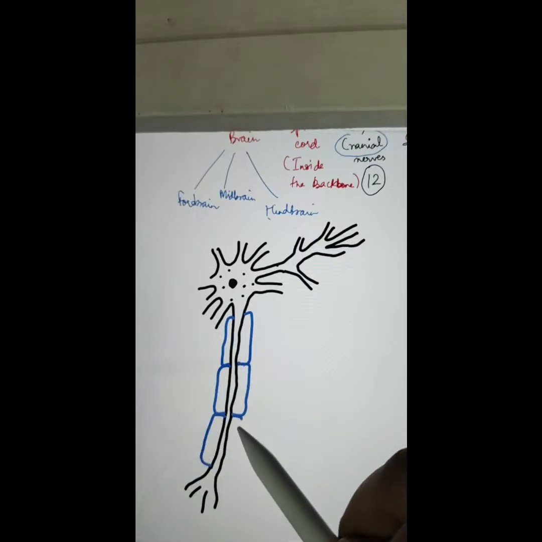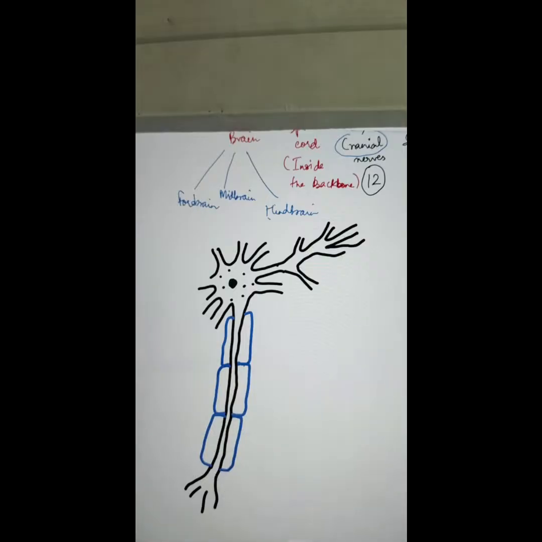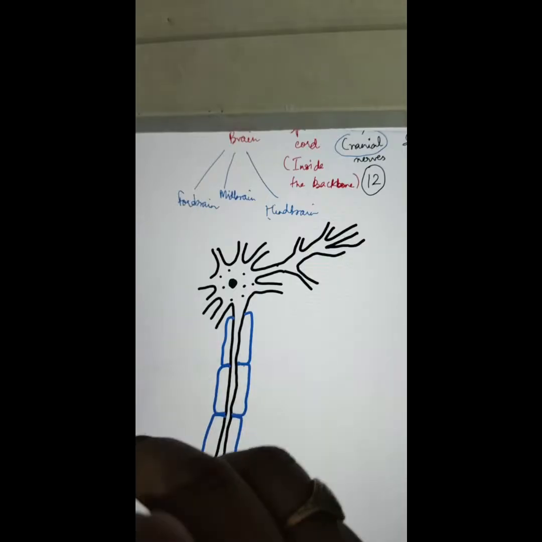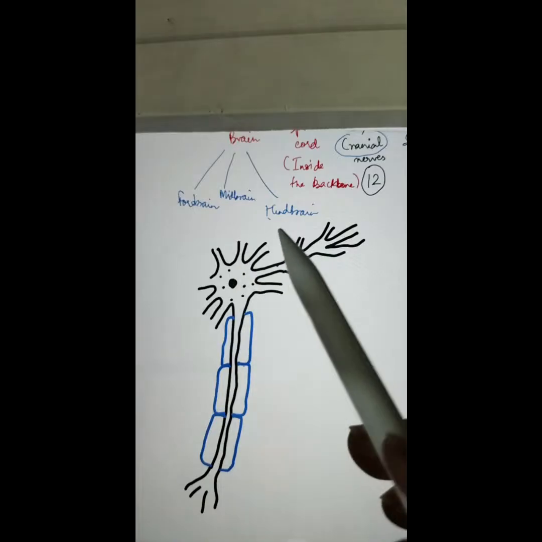So this is the sheath that is there on a neuron. Let's begin with the labeling.